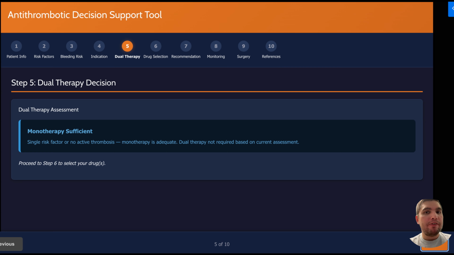Now, step number 5 is the dual therapy decision, right? Because you have an option. You can start 2 antithrombotics, or you may start just 1 antithrombotic. In this specific scenario, the recommendation is to start monotherapy. So you don't want to combine 2 drugs in this case. And that's because there's a single risk factor, only IMHA, and no evidence of active thrombosis. In cases of active thrombosis, when you can see a clot on imaging or physical exam, that would be the main scenario where dual therapy is recommended.